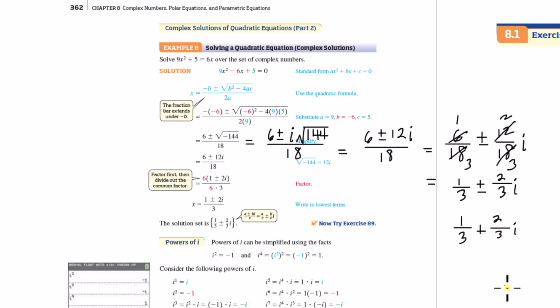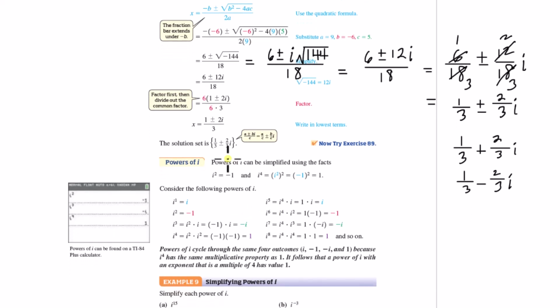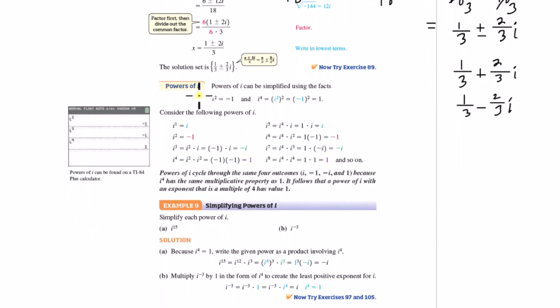They're complex conjugates. Just something to note. Okay, now, last topic to talk about in this section is the powers of i.